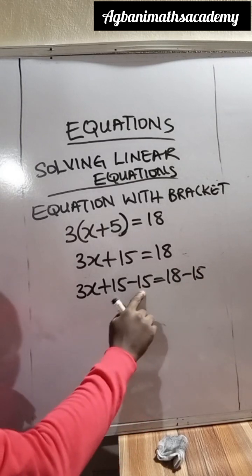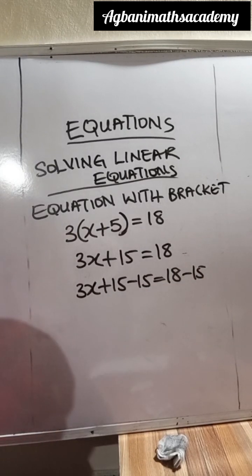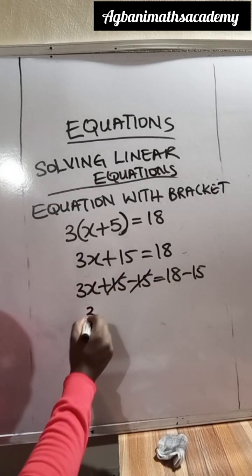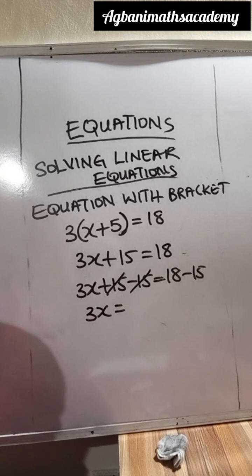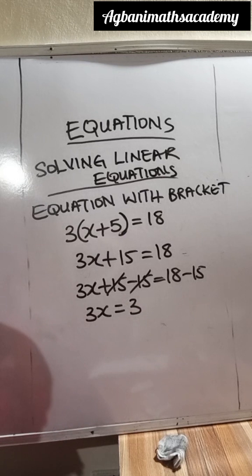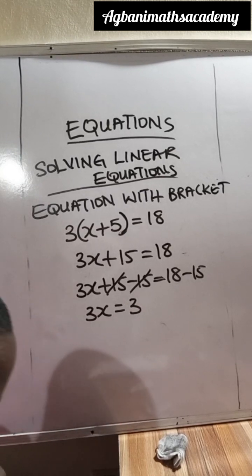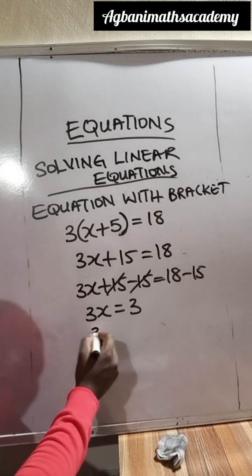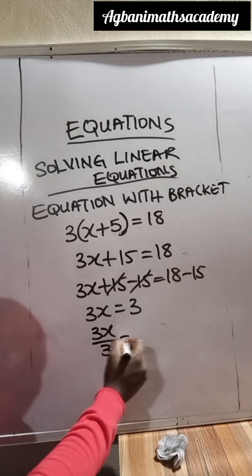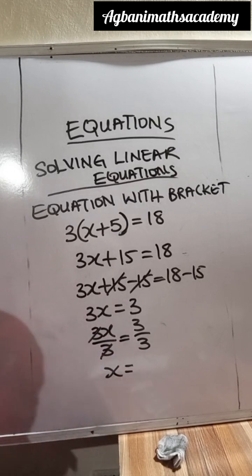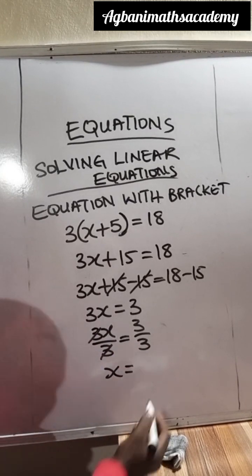Whatever we do to the left side, we do the same thing to the right side. Plus 15 minus 15, we cancel each other out. We have 3x is equal to 18 minus 15, which gives us 3. Brilliant. Many persons have gotten the answer. So to get x, we divide both sides by 3. So 3 cancels out 3, and we have x is equal to 3 divided by 3, which gives us 1.